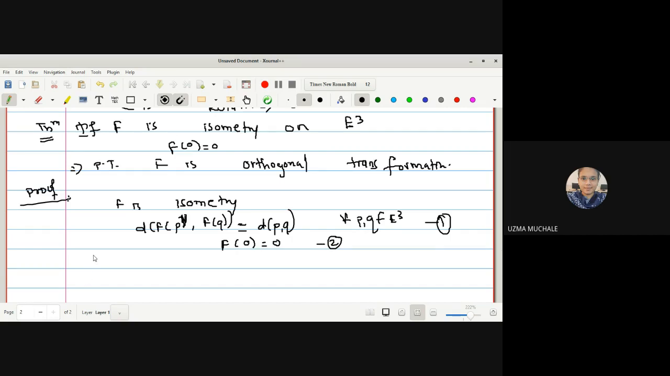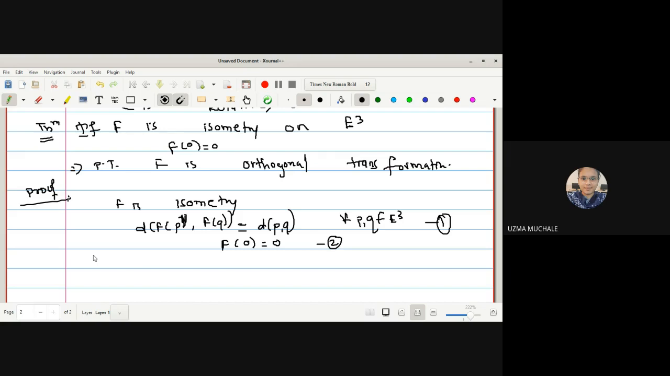We will prove this theorem in steps 1, 2 and 3, because we want to prove it is an orthogonal transformation. To prove any isometry is an orthogonal transformation, first I have to prove it is linear, then I have to prove it preserves the dot product. Just now we proved that a rotation is an orthogonal transformation in 2 steps. First we proved it is linear, then we proved it preserves the dot product.